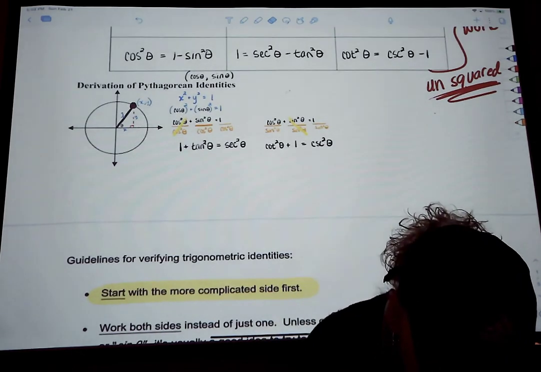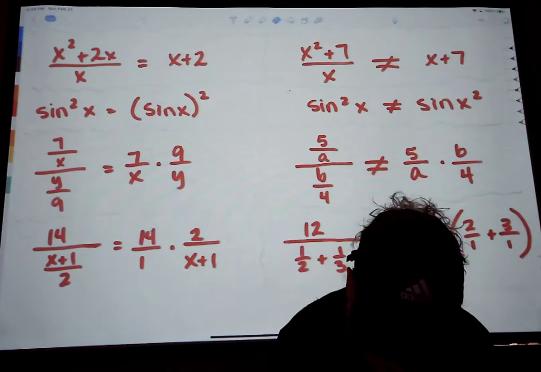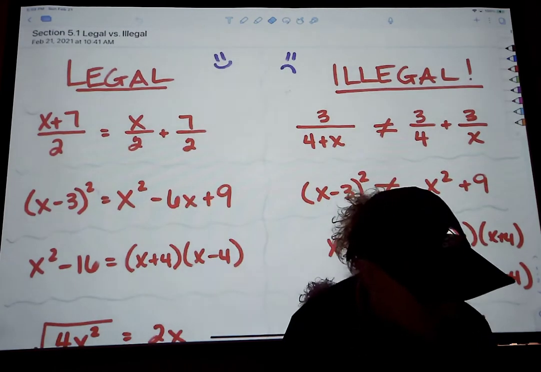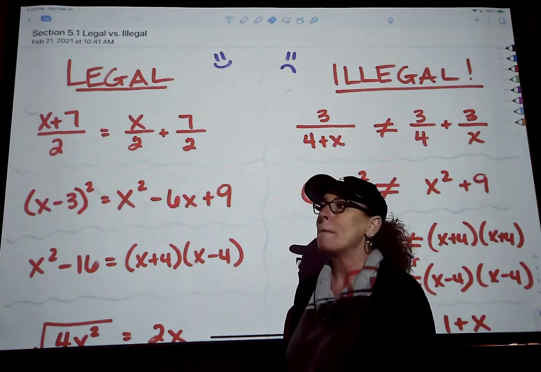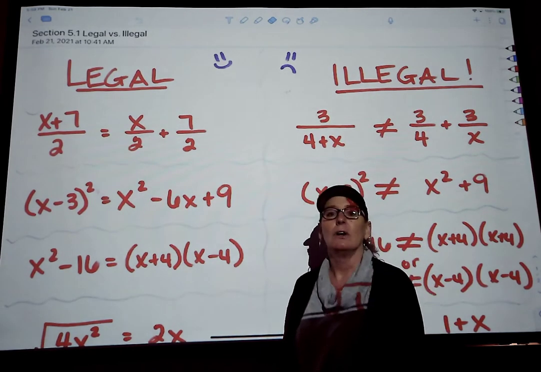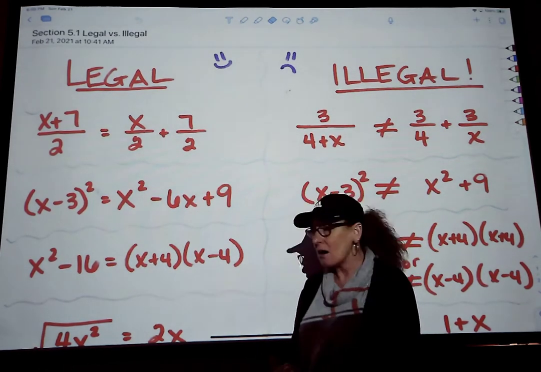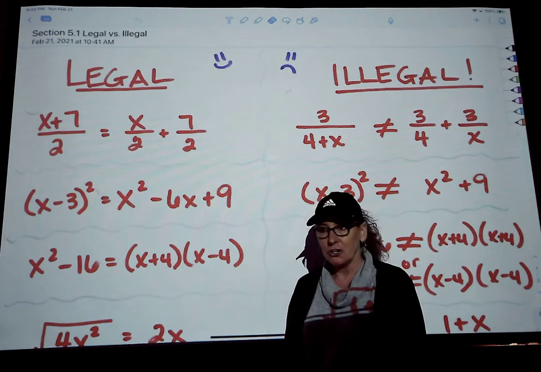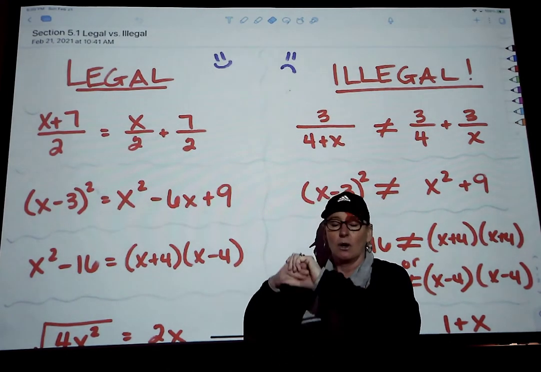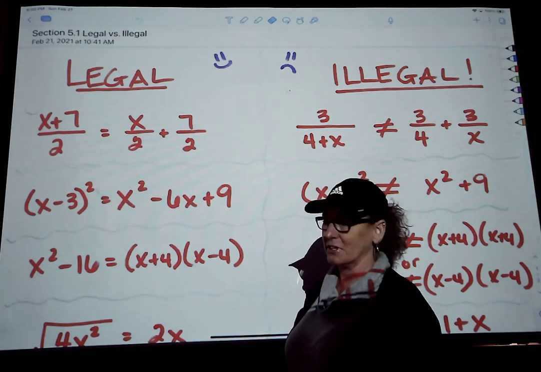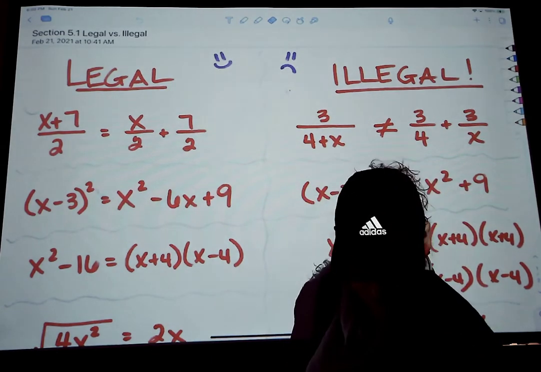Before we get started with these, I've got this paper. It's legal versus illegal. And you all are going to make so many illegal algebra mistakes. It's going to be unbelievable. You're going to think that you were pretty good at algebra, and now all of a sudden, whew, where'd it go? Those skills just totally went out the window.